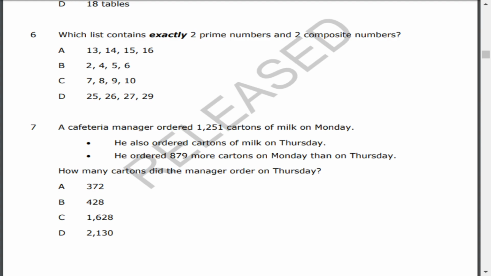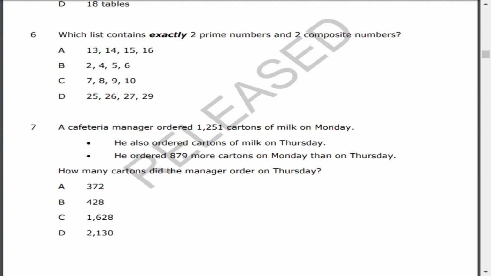Then we have B, which is 2, which is prime, the only even number that is prime, because 2 and 1 go into it, right? So that's the only two numbers that go into it. So technically 2 is prime. 4 is not prime because 4 and 1, and 2 and 2. 5 is prime. 6 is not prime because 3 and 2. So B, 2 and 5 are both prime. 4 and 6 are not prime.